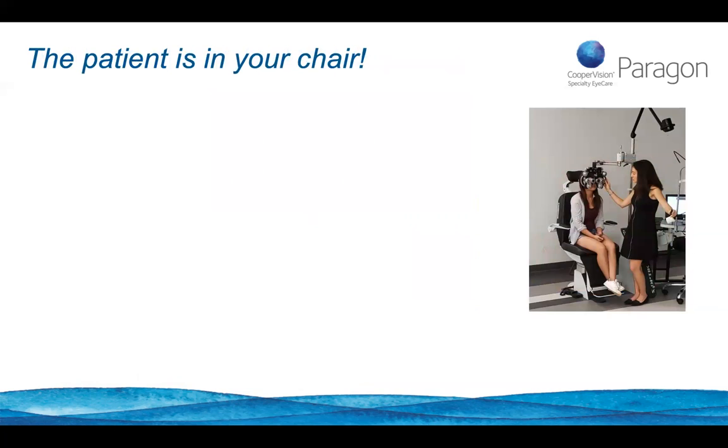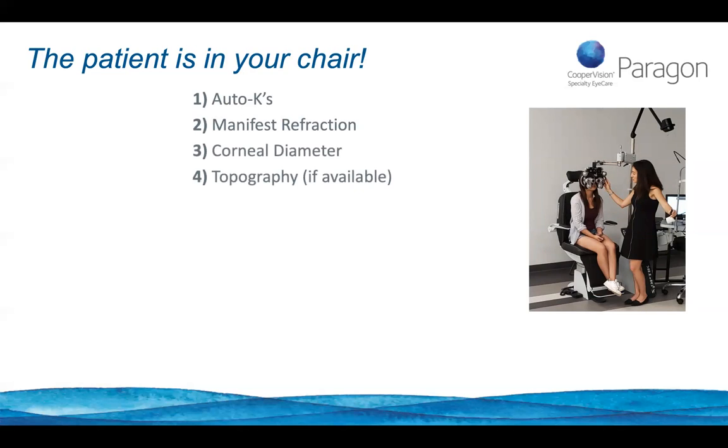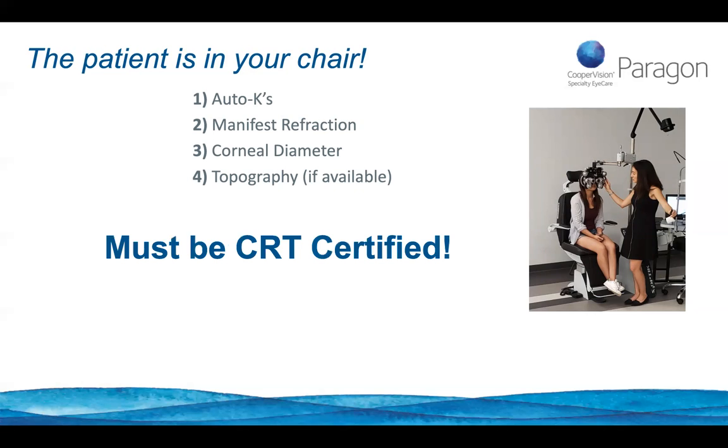So the patient is in your chair. How are you going to fit them with Paragon CRT? What do you actually need to fit your patient and order your first set of lens parameters? Well, the first set of data that you will want are your auto-Ks, your manifest refraction, corneal diameter size, and topography if available. It's great to have a baseline topography map and the ability to compare changes after corneal reshaping. You must be CRT certified. Don't forget, to dispense and prescribe CRT lenses, you must have an FDA approved certification.